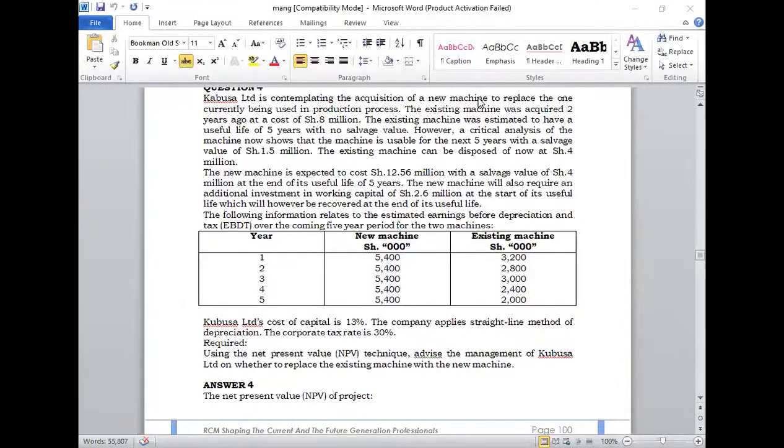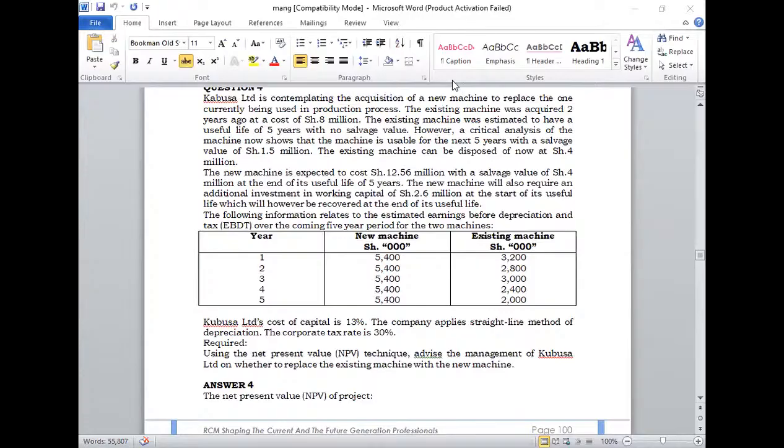they're telling us here the existing machine was acquired 2 years ago at a cost of 8 million. The existing machine was estimated to have a useful life of 5 years with no salvage value. Leave alone this other paragraph which could really confuse you. This other paragraph will be coming in later. We'll be computing depreciation for purpose of comparing later. This one which says, however, a critical analysis of the machine now shows that the machine is usable for the next 5 years with a salvage value of 1.5. The existing machine can be, so leave this one.